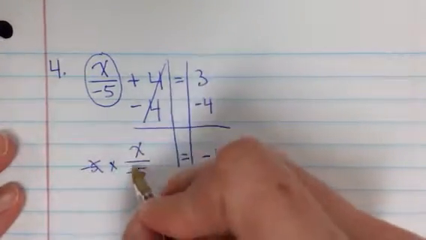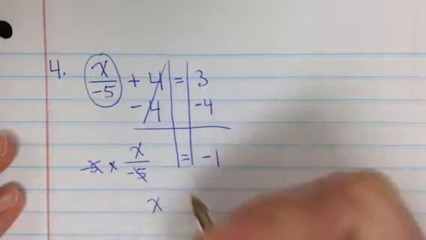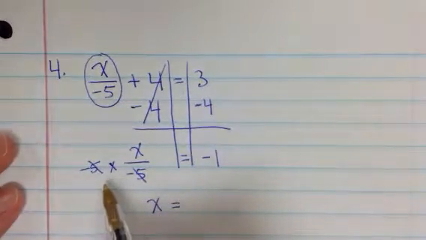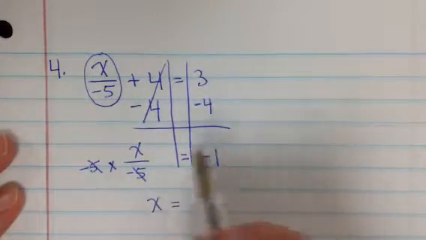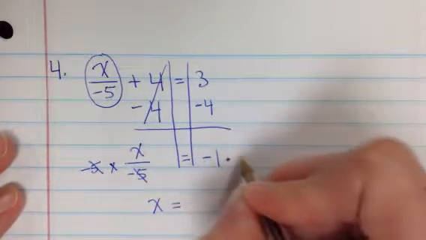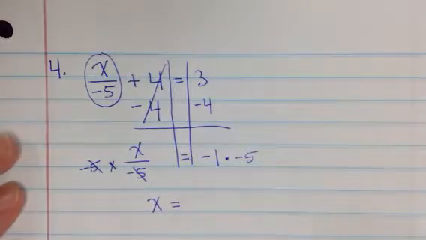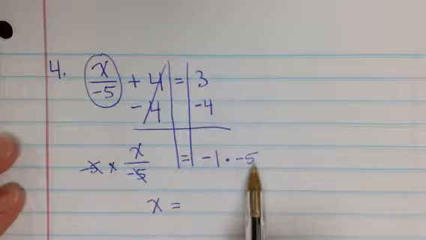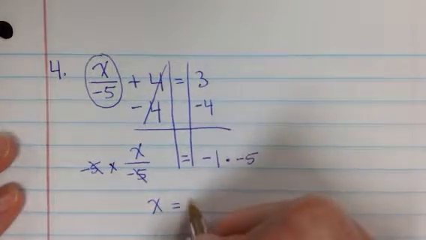So this will cancel each other out, leaving me with just x equals, and then since I multiplied on this side, I must also do the same to the right-handed side of the equation. So I'm going to multiply by a -5. So a negative times a negative creates a positive. 1 times 5 gives me 5.